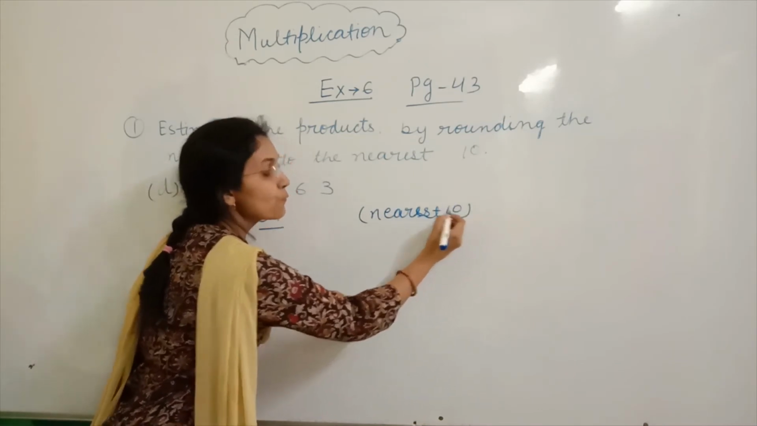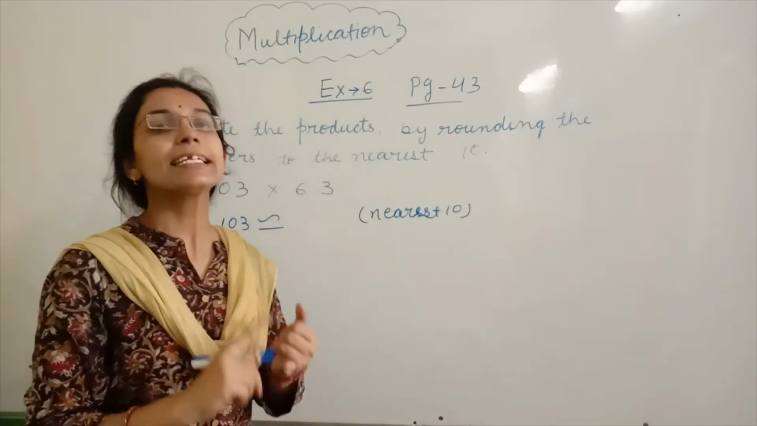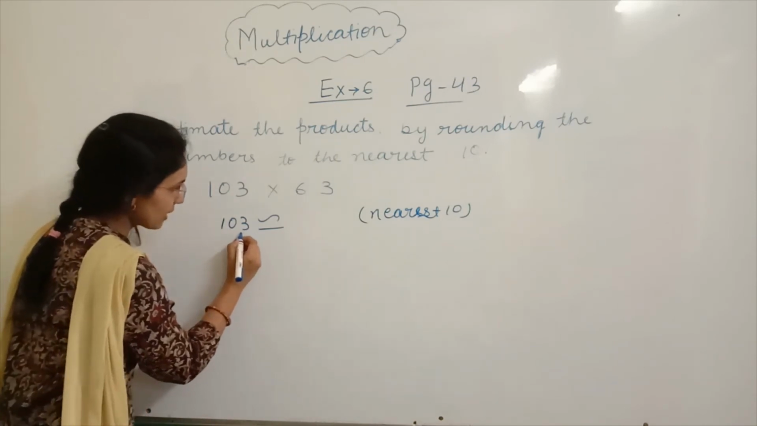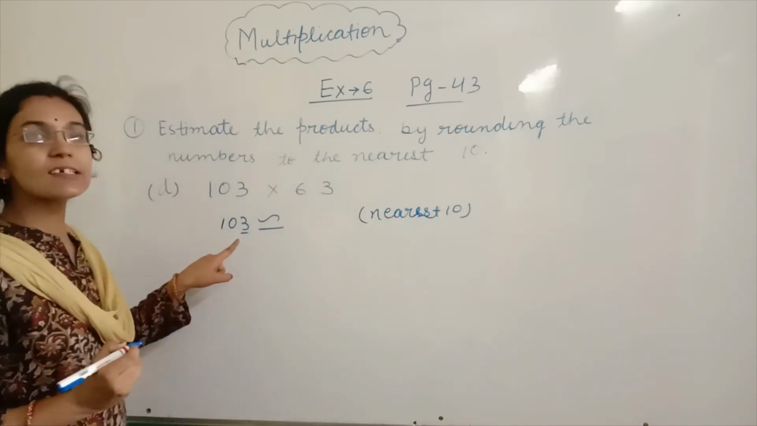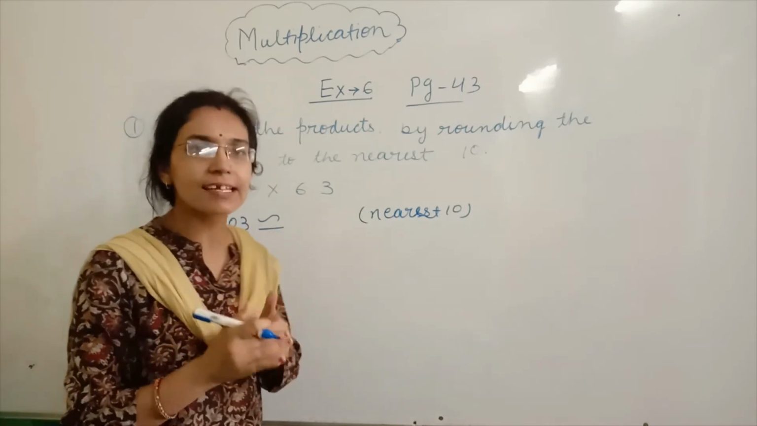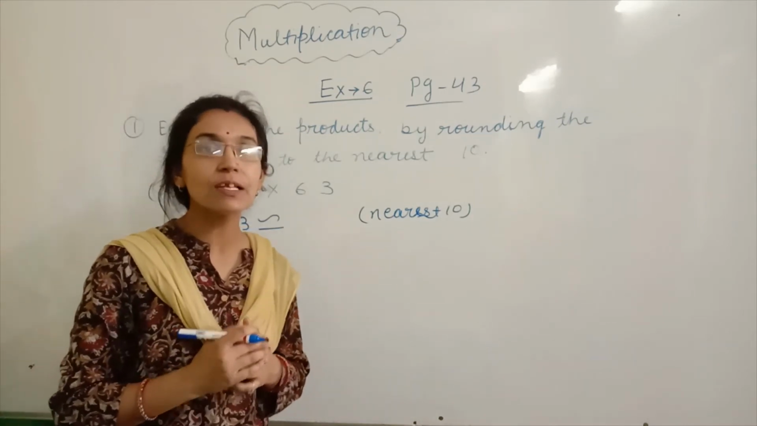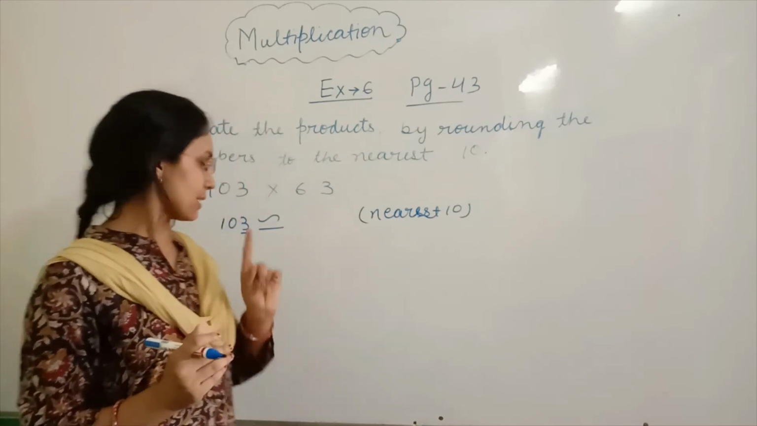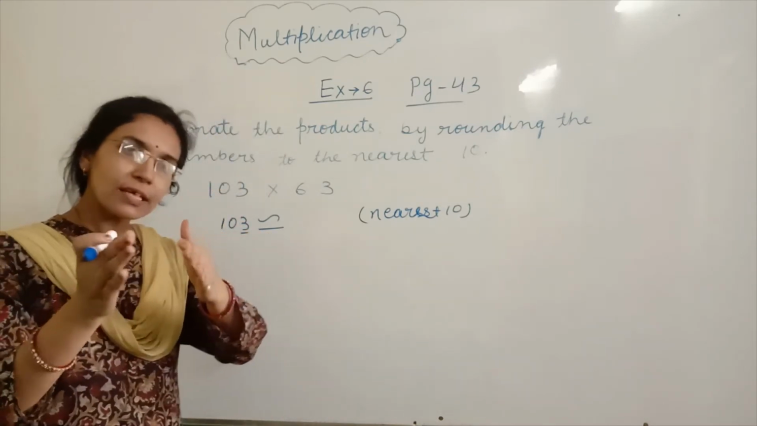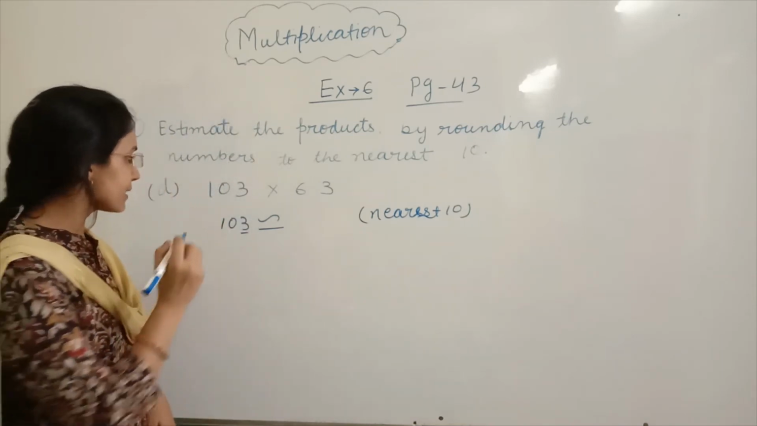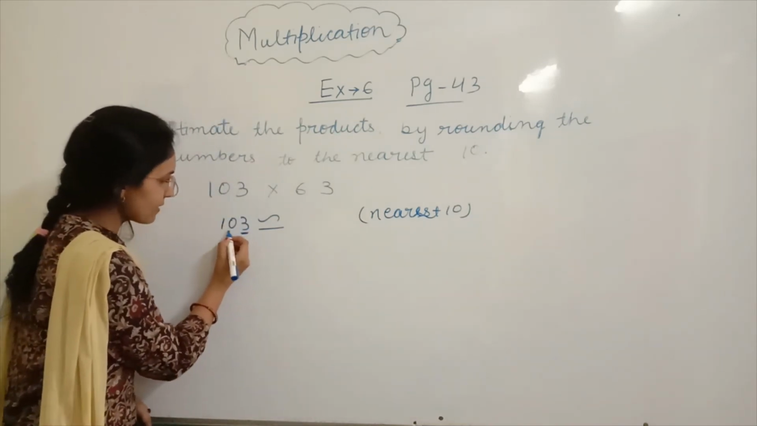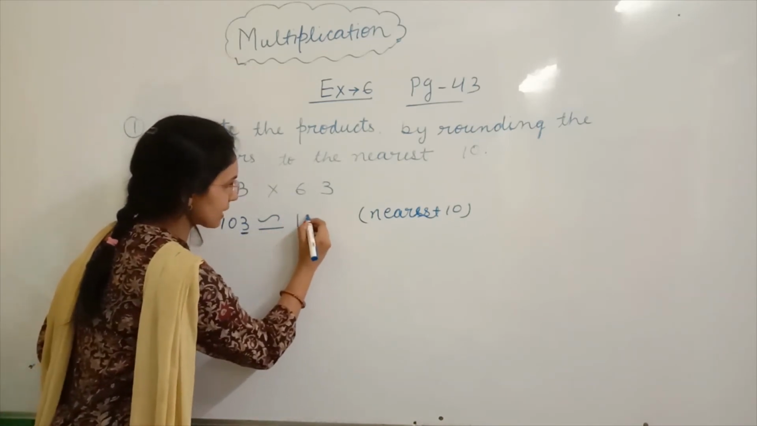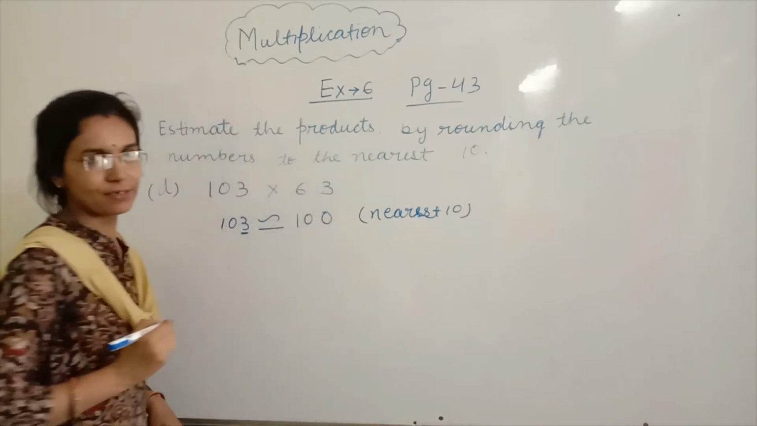Whenever we round a number to the nearest 10, first we see the ones place. Look at over here, ones place is 3. It means that it is less than 5. So in this question we will not round up, we will round down. Whenever the number is less than 5, we round down. This digit will be 0 and the rest of the number will be as it is. So rounding to the nearest 10 will be 100.